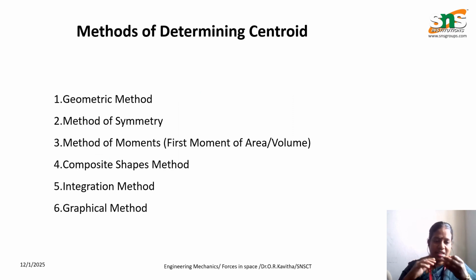So there are different methods. First one is a geometric method. Then the next one is a method of symmetry. Then the method of moments, or otherwise we call that the first moment of area. And the next ones are a composite shapes method, an integration method, and a graphical method.